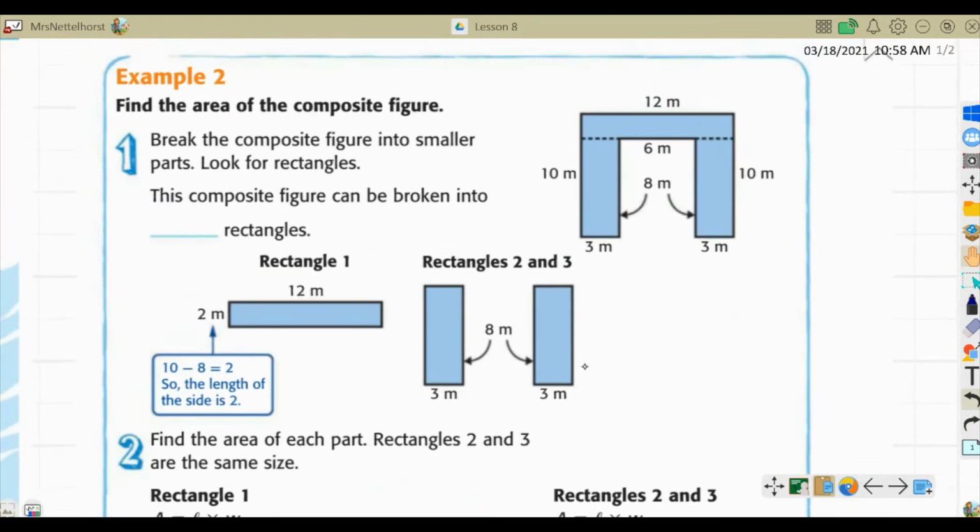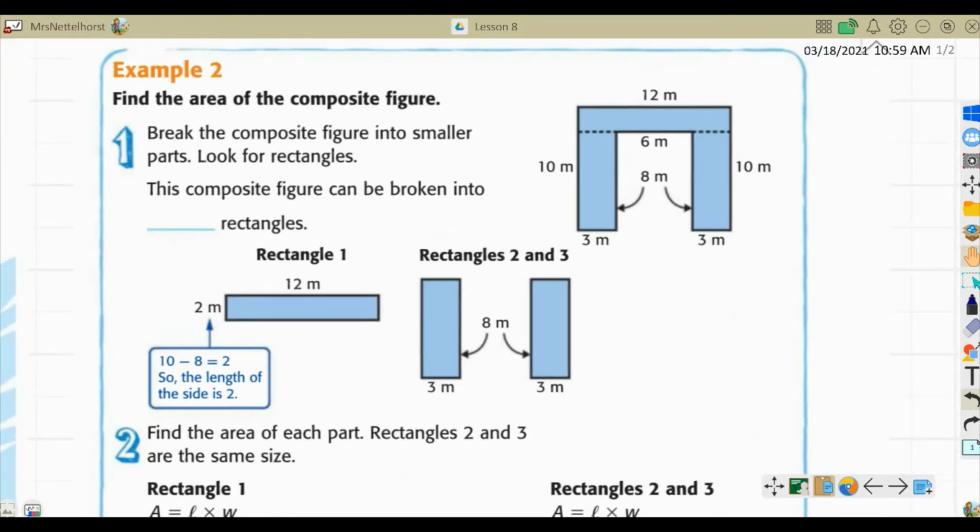Okay, we're going to find the area of the composite figure. So we're going to break the composite figure into smaller parts. Look for rectangles. This composite figure can be broken into, and they have 3 rectangles. Okay, they have this one, and this one. So there are 3. 1, 2, 3 rectangles. Now, rectangles 2 and 3 are the same size, so that makes life a little easier.